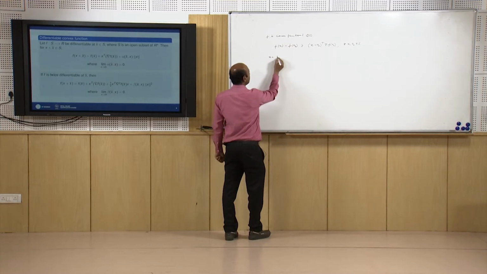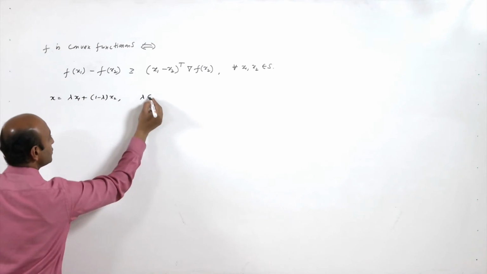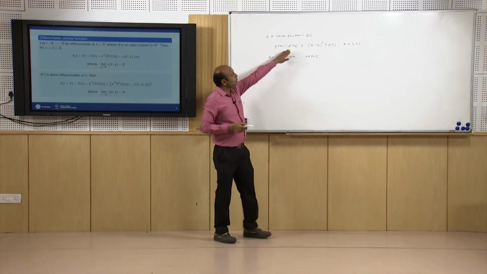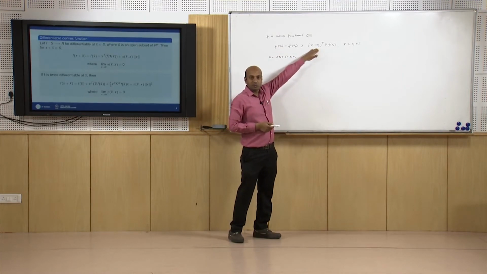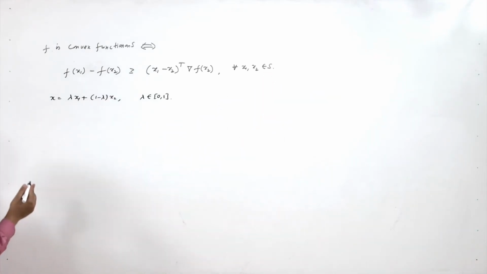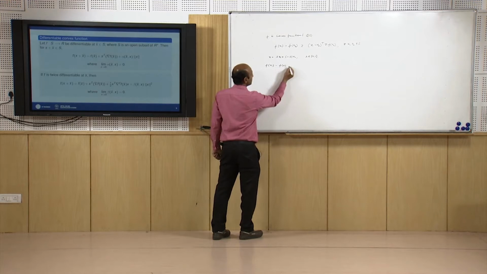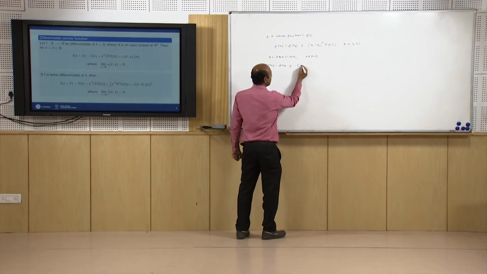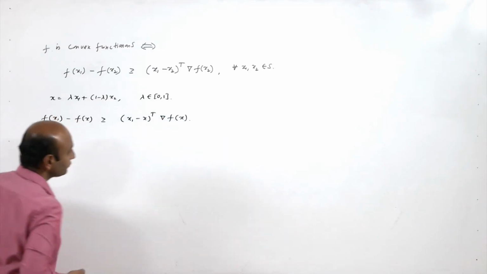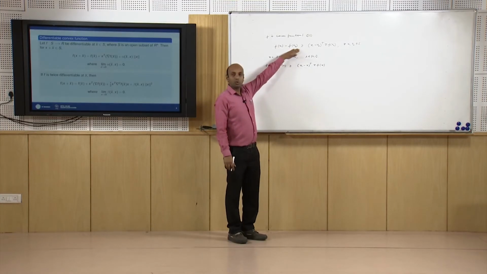So, let x equal lambda x1 plus (1 minus lambda) x2, where lambda is between 0 and 1. Now, this inequality holds for every x1 and x2 in S, and S is a convex subset of R^n. Okay. So, this will hold for x1 and x also. If we apply it for x1 and x, this will be greater than or equal to (x1 minus x) transpose gradient of f(x). Okay.